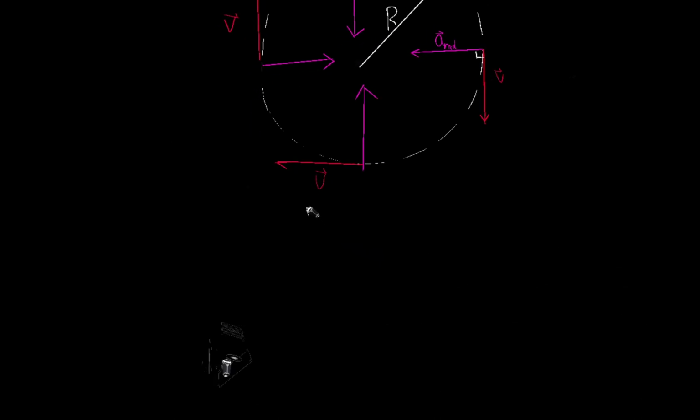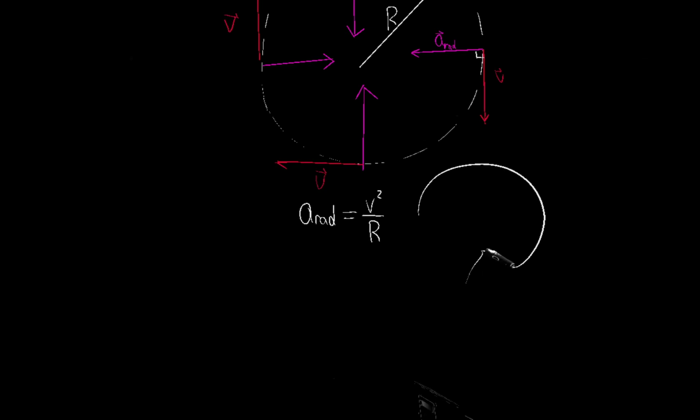So a rad is equal to v squared, the magnitude of your velocity, which is unchanging, divided by r, the radius of your circle. Notice you don't have to move in a complete circle, right? You can move in just part of the circle, but as long as the radius is unchanging as you move around the circle, then it applies to that segment of your motion.